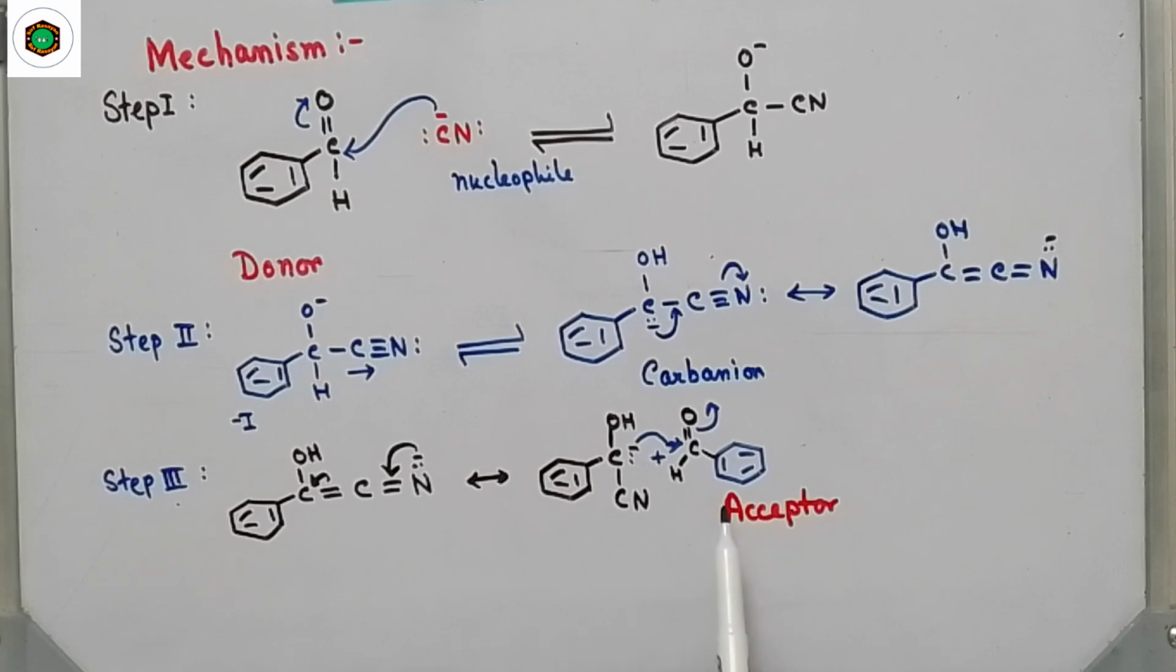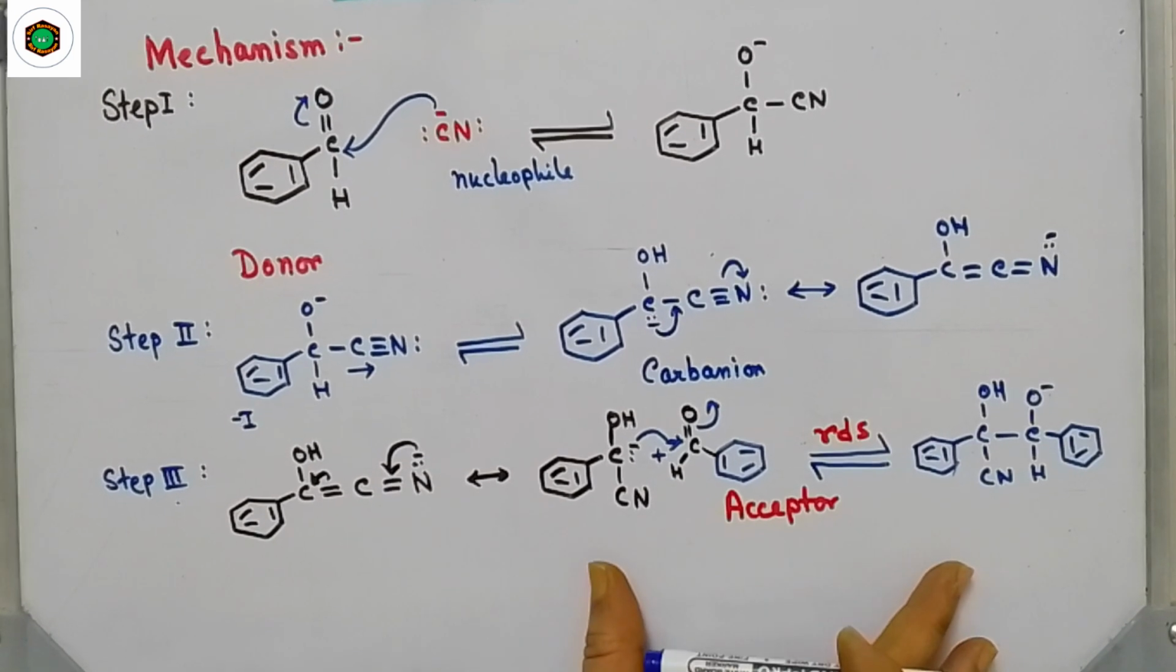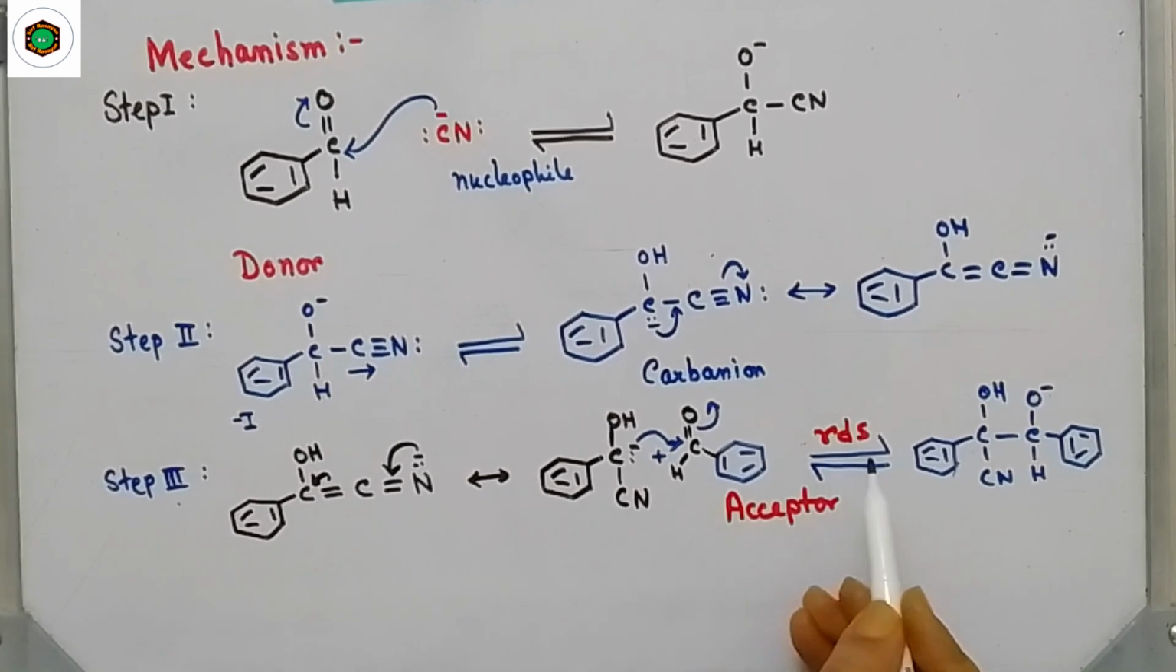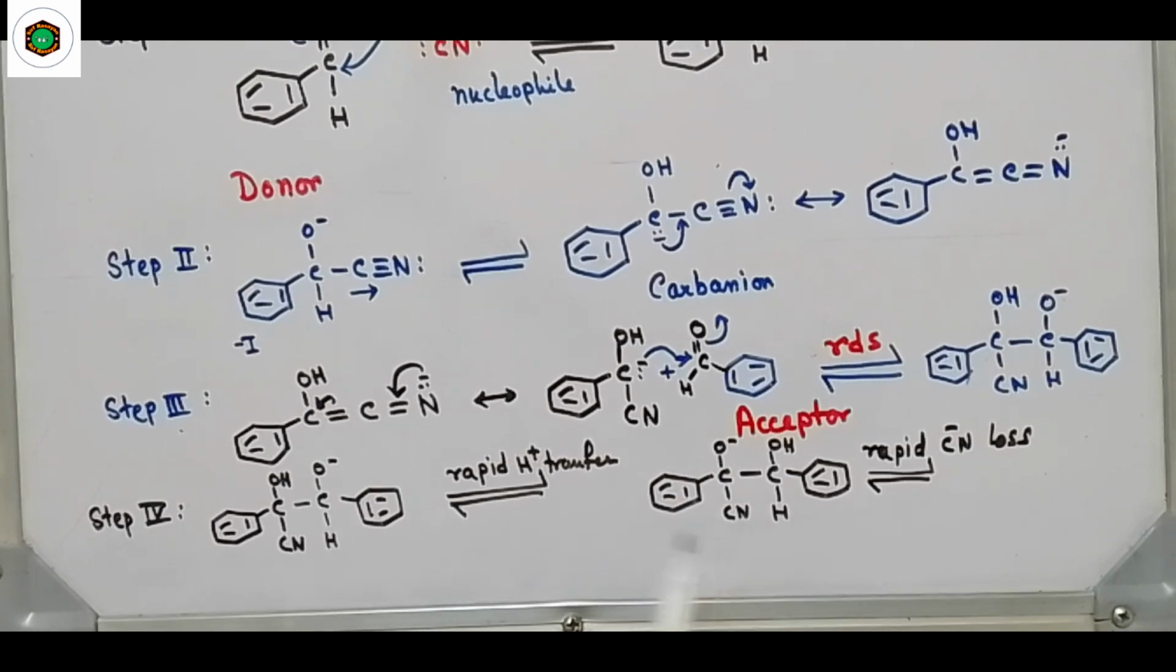This is another molecule of aldehyde which is acting as acceptor. Break this bond and show the attack. So this step is now rate determining step. This is slowest step. That's why RDS, rate determining step, I mentioned here. So here what is happening? Nucleophilic attack of this resonance stabilized carbon ion to carbonyl carbon of acceptor molecule is taking place, and we are getting this.